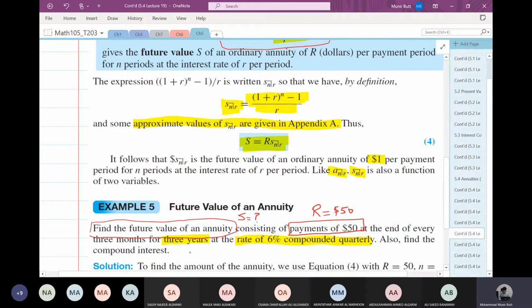So what this means, so here N will be, so 3 years. So in 1 year we have 4 quarters, so N will be 12. And what will be R? 6%, 0.06. So since it is given annually, and in this 1 year we have 4 quarters, so what will be this?